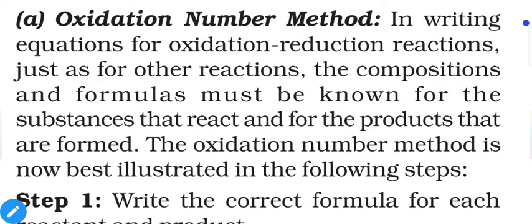In writing the equation for an oxidation-reduction reaction, just as for other reactions, the composition and formulas must be known for the reactants and for the products that are formed. The oxidation number method is best illustrated in the following steps. So first, the information we should already know is the structure or molecular formula of the reactants and products.